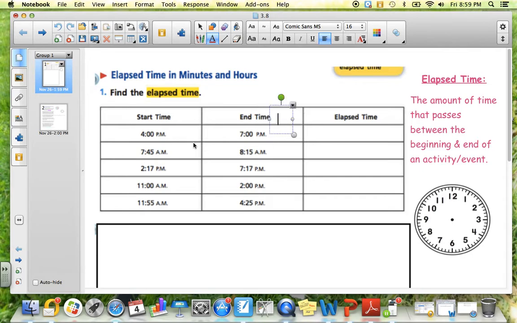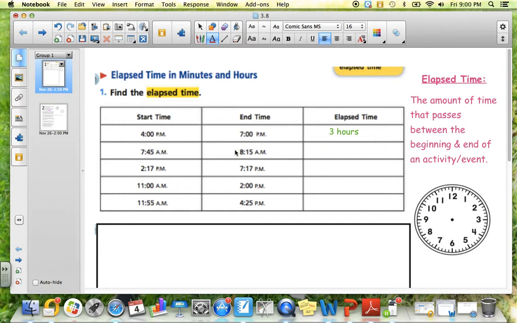So for number 1, it says, 4 p.m. to 7 p.m. So we started at 4 and then we end at 7. So they're asking us to figure out how much time was in between 4 p.m. and 7 p.m. Okay, so I'm just going to go ahead and count by hours from 4 to 7. And you can use a clock, you can use whatever strategy works for you. So I'd start at the 4 and go to 7. So 1, 2, 3. So that's 3 hours. So 3 hours would be our answer.